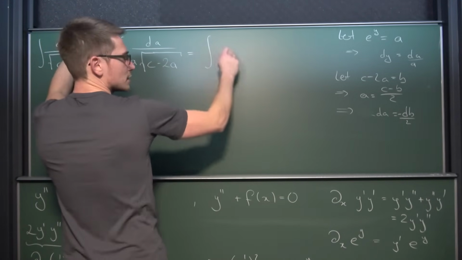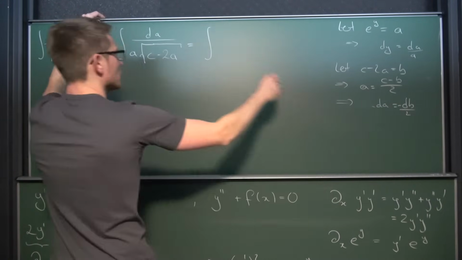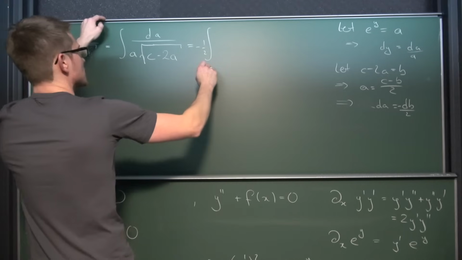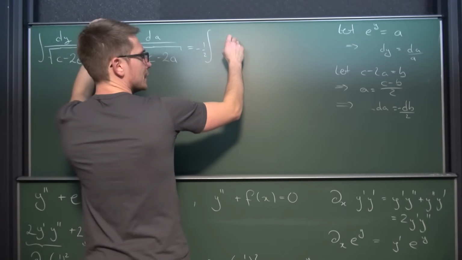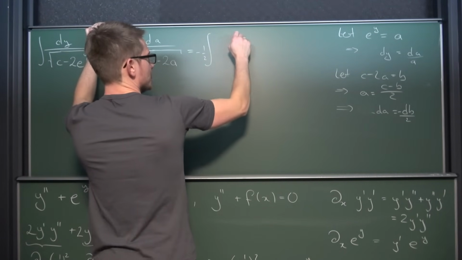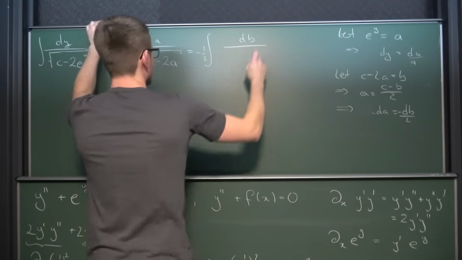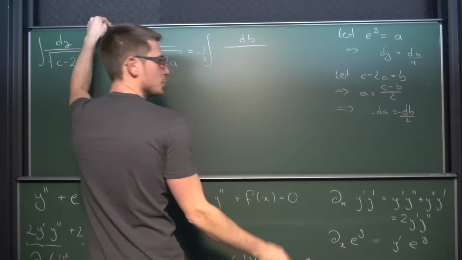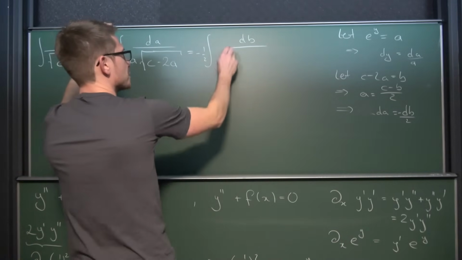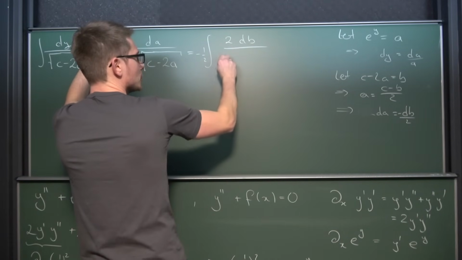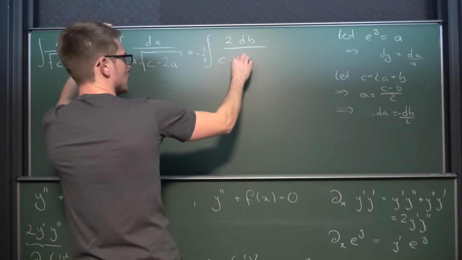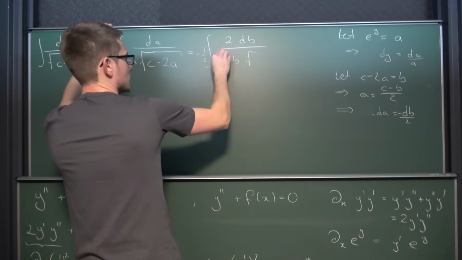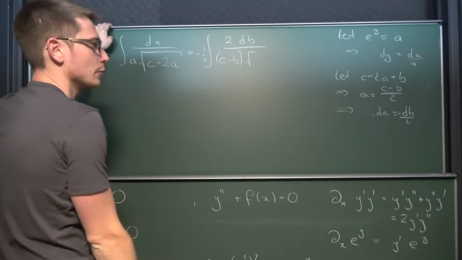We are going to get, so negative 1/2 is a constant. We can bring it to the front. Doesn't matter, linearity of the integral. Then we get dB, obviously, up here. Then we get divided by a, and a is c minus b divided by 2. So, oh, that's actually nice. 2 gets to the front, reciprocal, c minus b here, times the square root, and parentheses, obviously, square root of b.